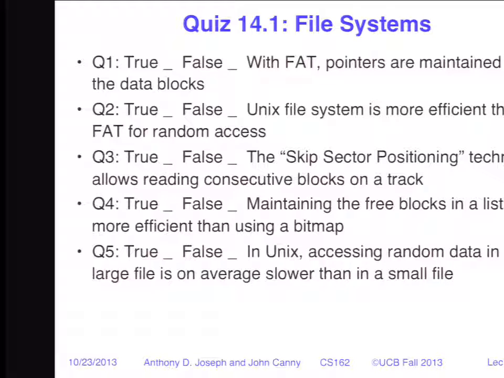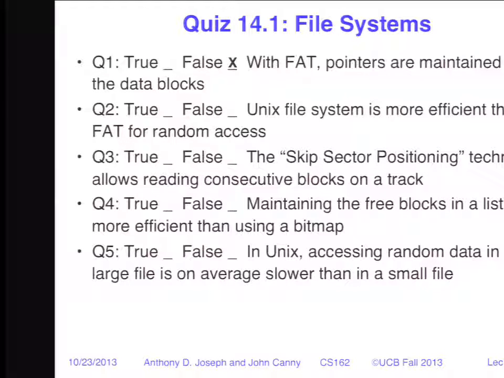Okay, so let's get started. First question. With the file allocation table, pointers are maintained in the data blocks. How many people think that is true? Okay, and how many people think that's false? Right? That is in fact false. The file allocation table is where we maintain these pointers.